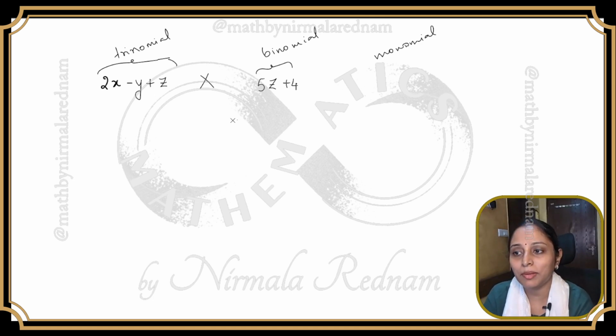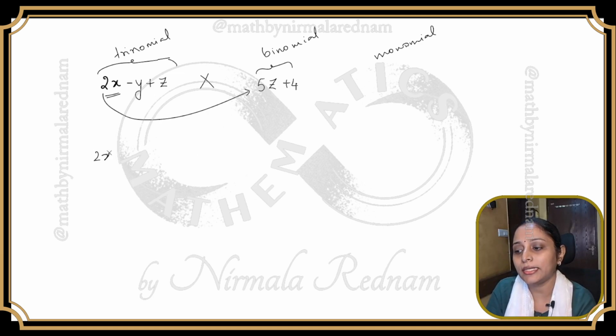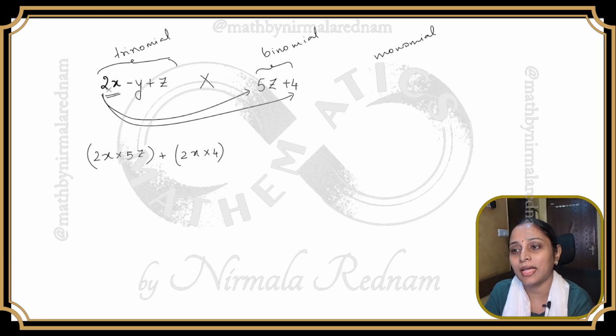So what we mean by multiplying these two expressions is, I'm going to take the first term here, which is 2x, and multiply it with the first term here. So I'm going to write it as 2x into 5z. And then again take the first term and multiply it with the second term. This will give me some answer which we'll look at in a moment. And then here I'm going to write plus 2x into 4. So the first term here has been multiplied with all the terms in my second expression.